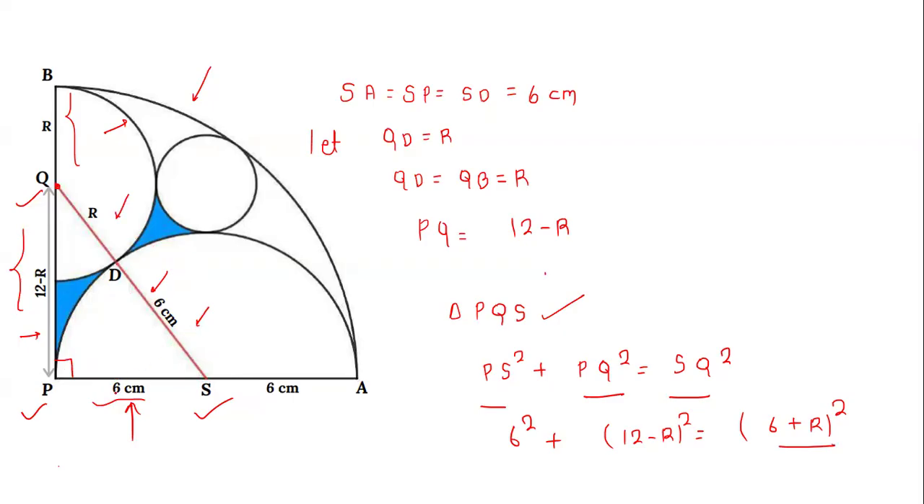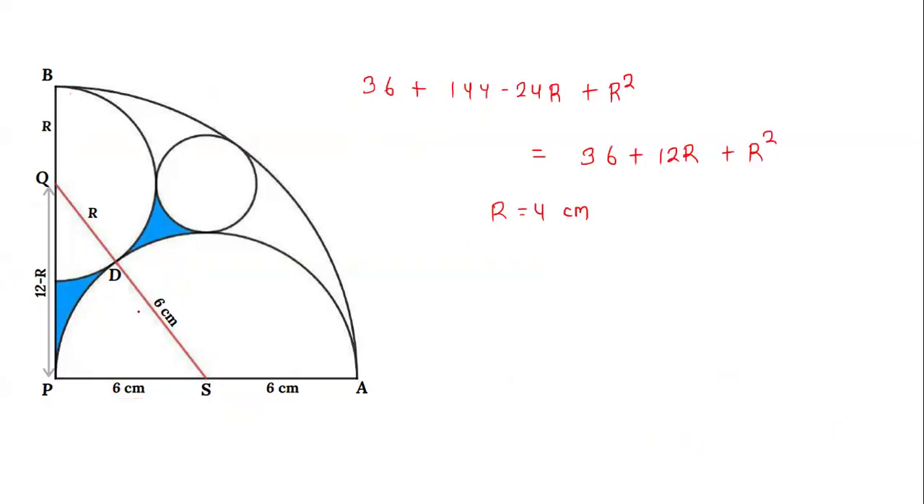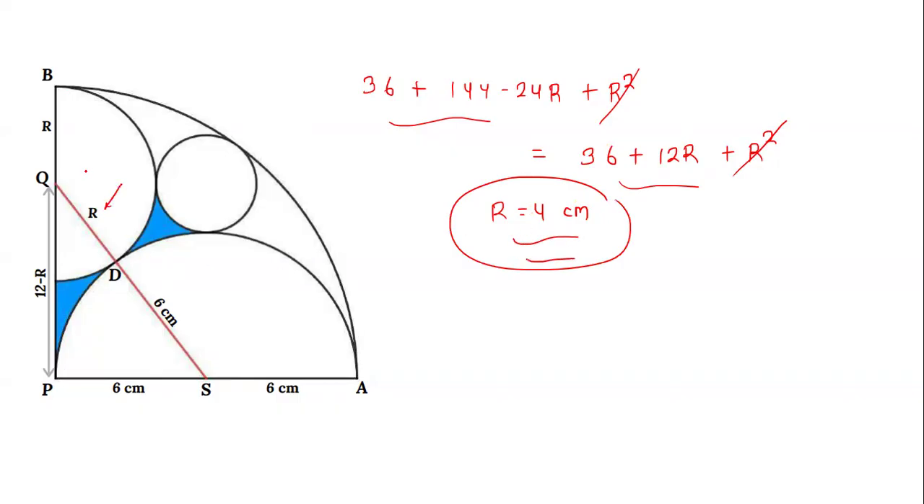So you can solve for capital R here. This is an equation in capital R, a quadratic equation. Here R square also cancels, so this will become a linear equation. After solving and simplifying it will come to 4 centimeter. So this distance QD, which is the capital R value, which is the radius of this semicircle, will come to 4 centimeter.